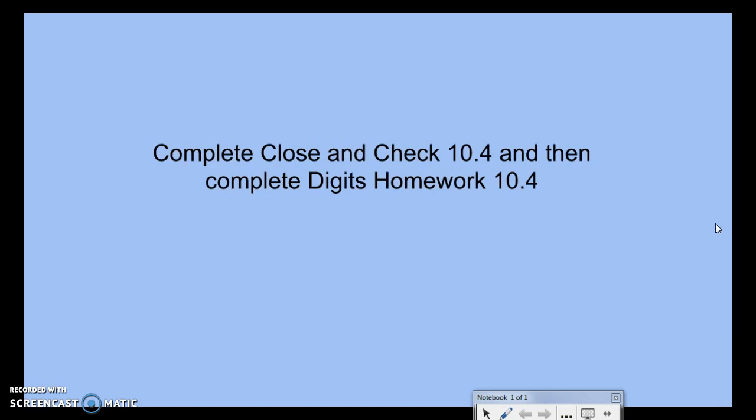Alright, complete the close and check for 2-4, and then complete this homework 2-4. So your teacher will have your close and check on the board for you so you know what to do.